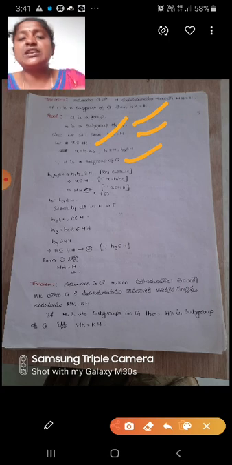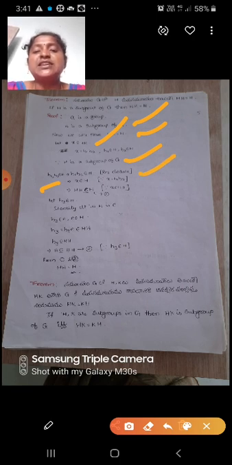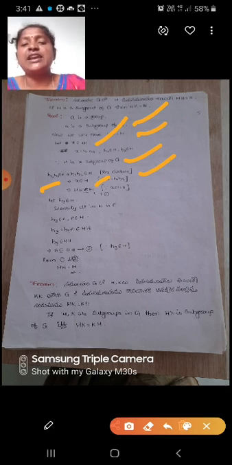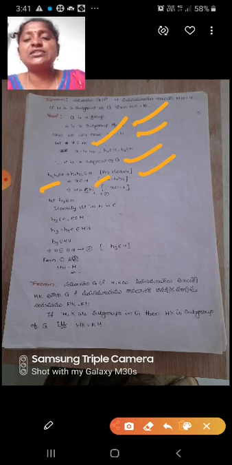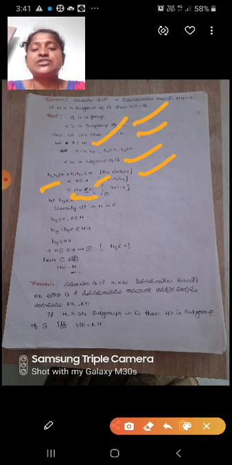So H1 comma H2 belongs to H implies H1 into H2 belongs to H by closure property. So that implies H1 into H2 equal to X. X belongs to H. Next, that implies X belongs to H into H. So that implies H into H is a subset of or equal to capital H.